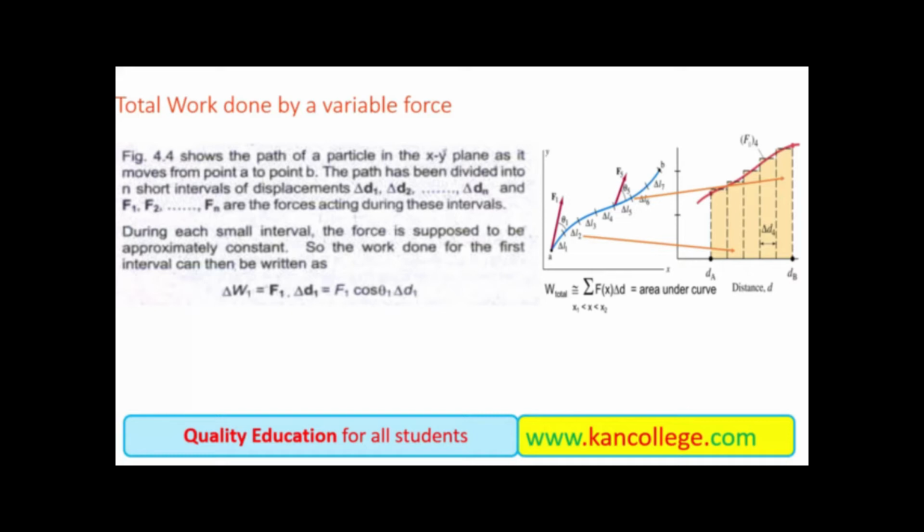This figure shows the path of a particle in the xy plane as it moves from point A to point B. The path has been divided into n short intervals of displacement, delta d1, delta d2, and so on up to delta dn. F1, F2 and Fn are the forces acting during these intervals. So this path is divided into n parts, and a body is moved through it by applying forces of different magnitudes at different points, and we suppose that there are n forces in n intervals.